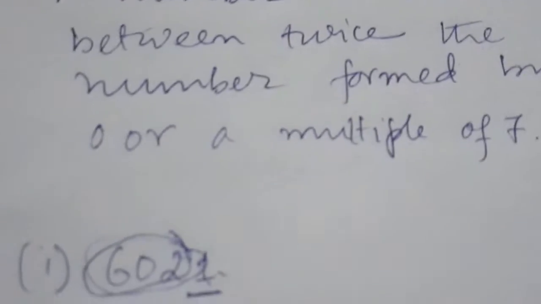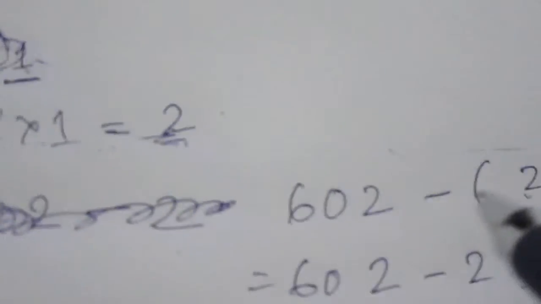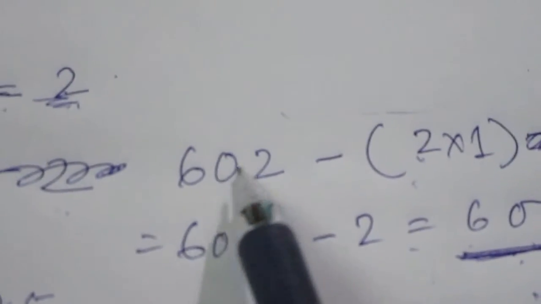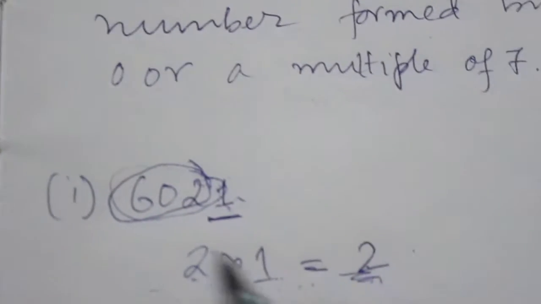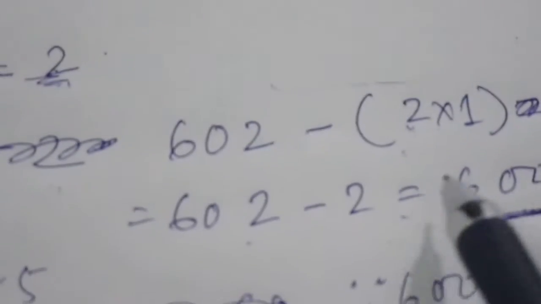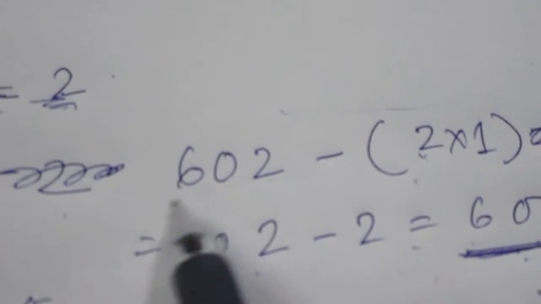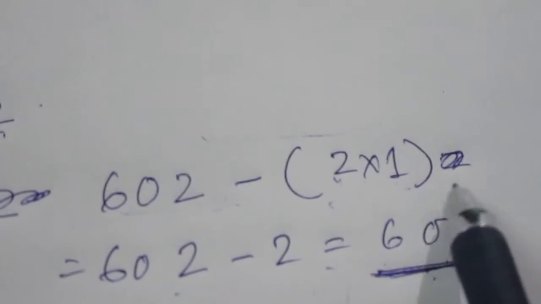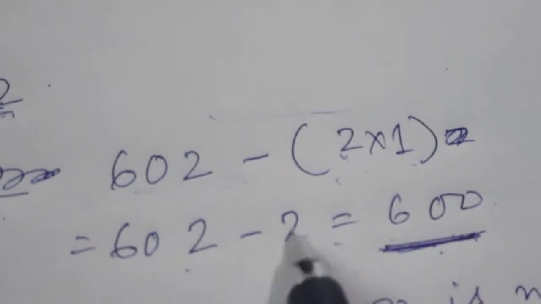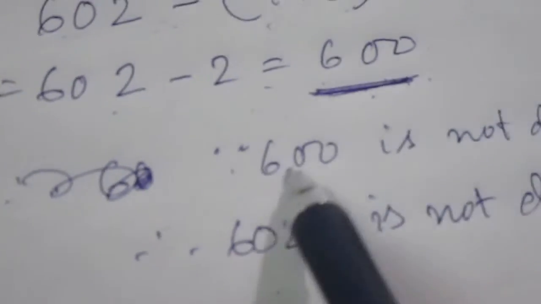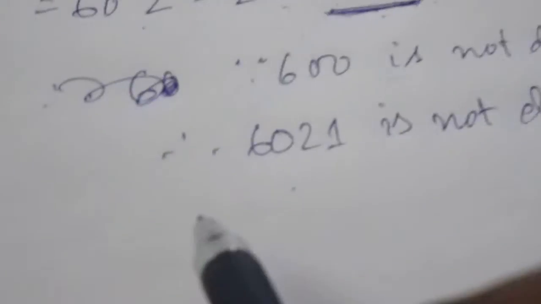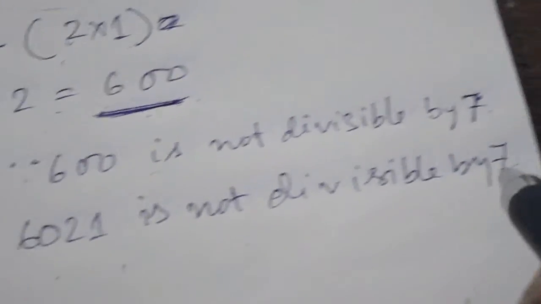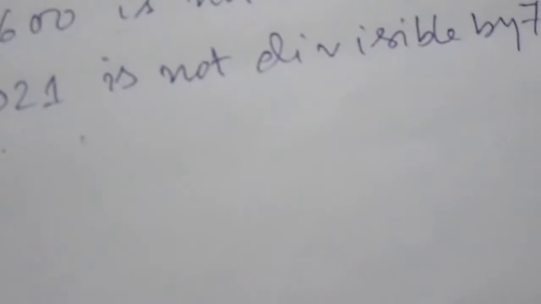So what is the number formed by the other digits? 602. So we have to find the difference: 602 minus 2 into the ones digit, that is 1. So 602 minus 2 is 600. So 600 is not divisible by 7. Therefore 6021 is not divisible by 7. Okay, now we'll check another example.